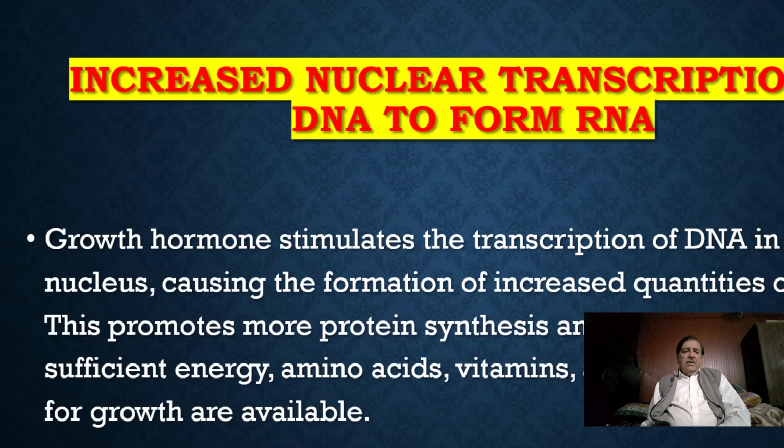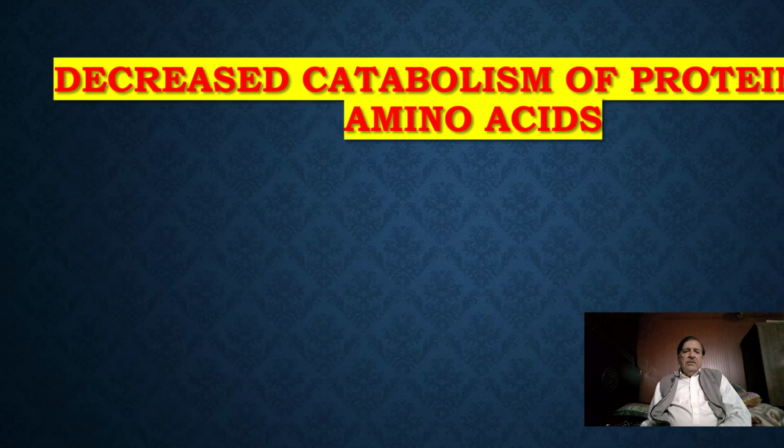Increase nuclear transcription of DNA to form RNA. Growth hormone stimulates the transcription of DNA in the nucleus, causing the formation of increased quantity of RNA. This promotes more protein synthesis and promotes growth if sufficient energy, amino acid, vitamin, and other requirements for growth are available. Decrease catabolism of protein and amino acid.